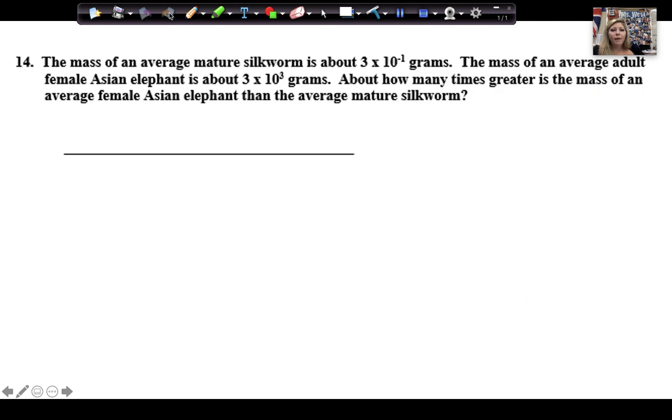The mass of an average mature silkworm is about 3 times 10 to the negative first grams. The mass of an average adult female Asian elephant is 3 times 10 to the third grams. About how many times greater is the mass of the average female Asian elephant than the average mature silkworm? It's a mouthful. So we have 3 times 10 to the third, and we want to figure out how many times greater this is than 3 times 10 to the negative first.